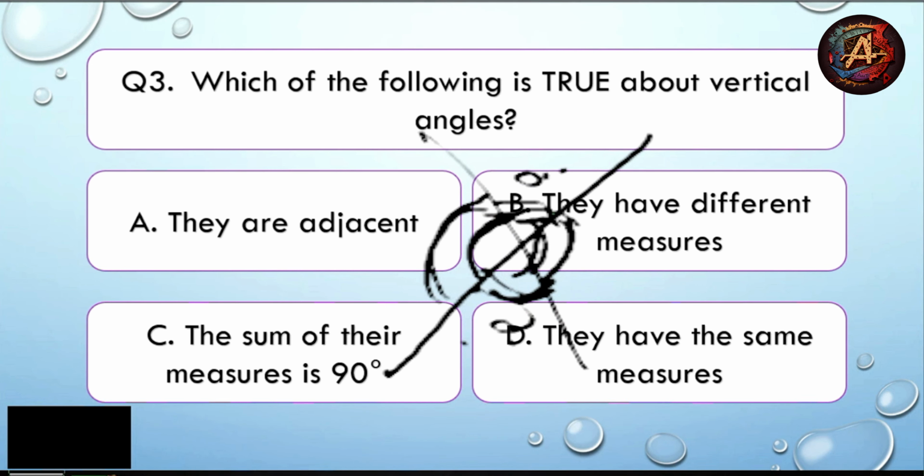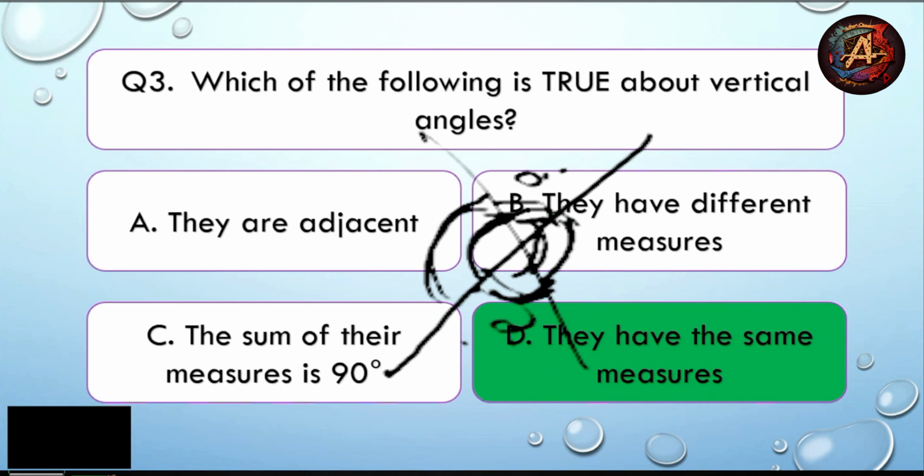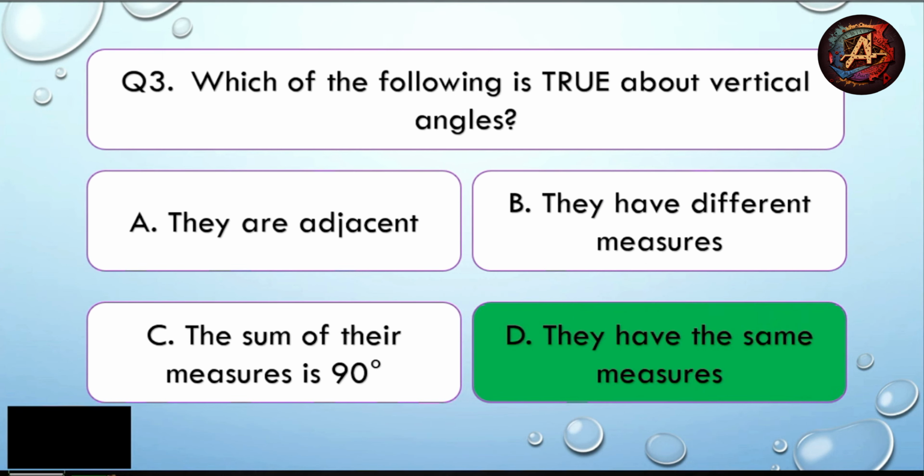All right, so the correct answer in this given problem is letter D. They have the same measurements. All right, let's check whether we are correct. Okay, we are correct, my dear math learners. Easy, right? So now let us go to the next question.